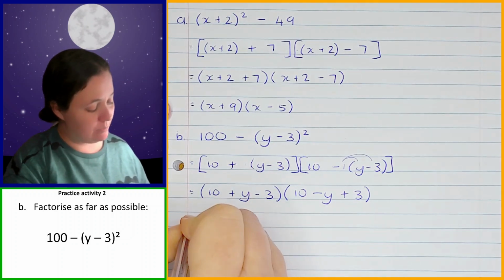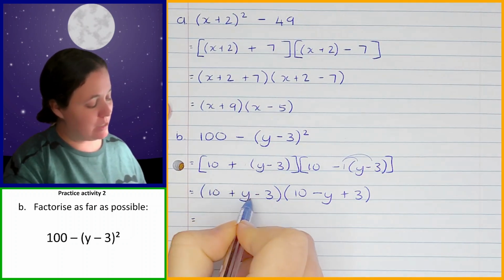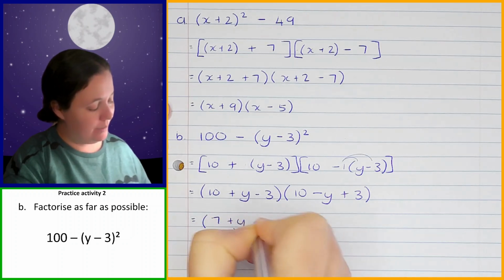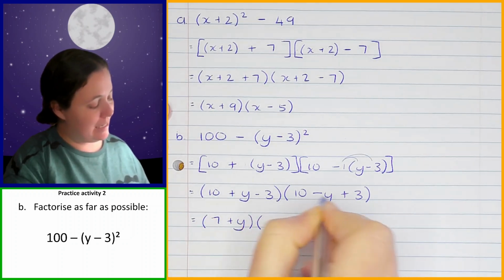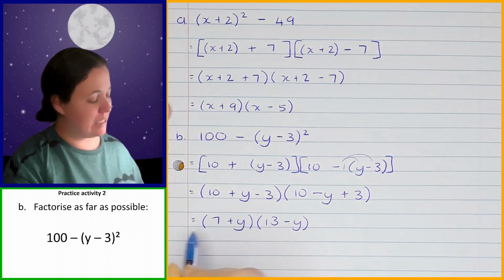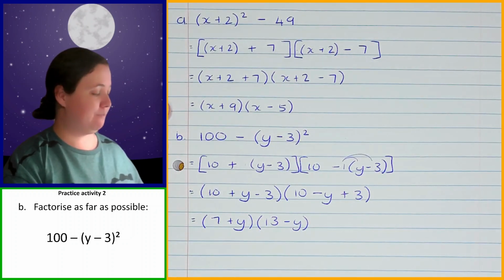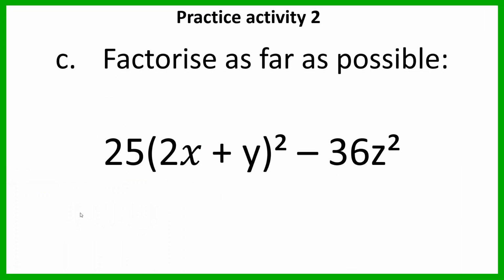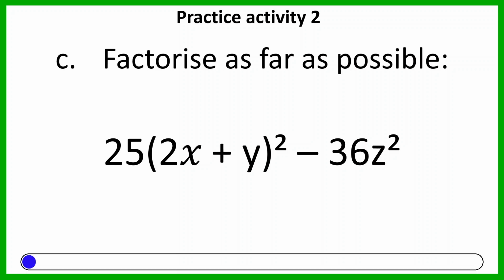Now we're going to simplify. So I've got 10 + y - 3, that's going to be 7 + y. And then 10 + 3 is 13 - y. So that's what you should have got for question B. Right, let's go on to question C. I'll give you 1 minute to factorize this one as well.